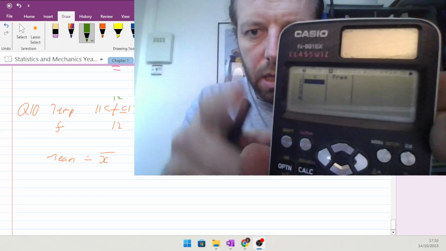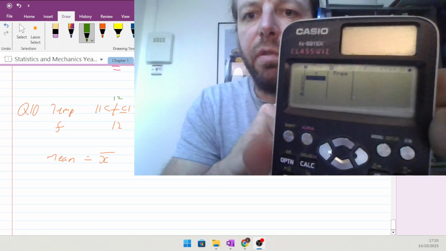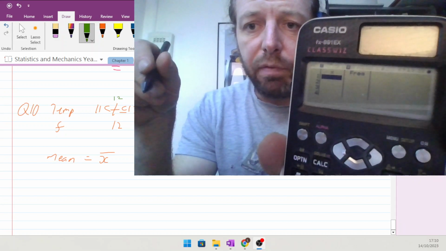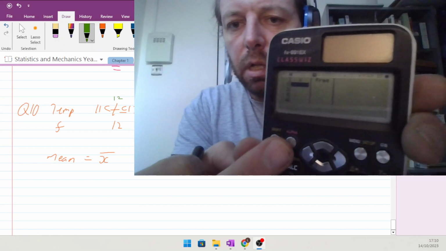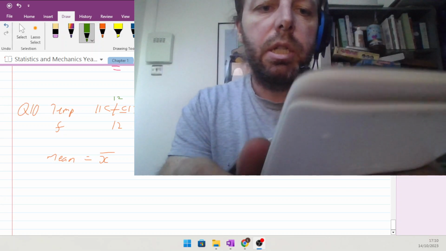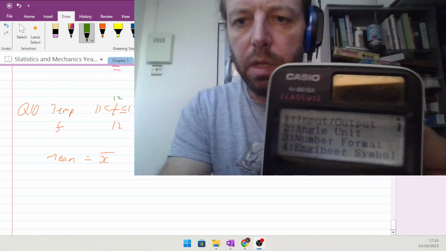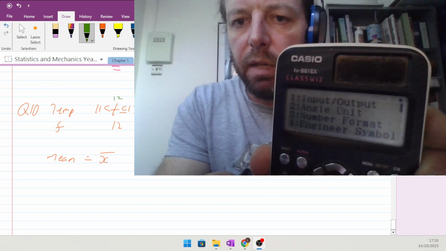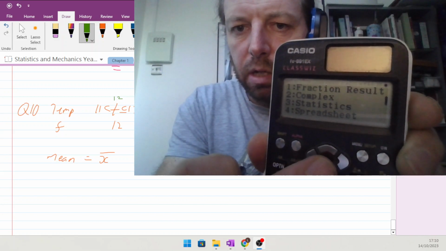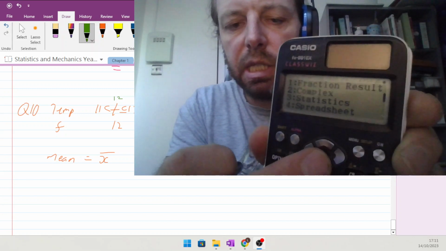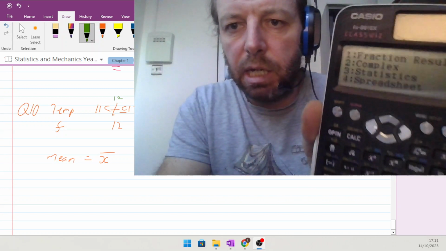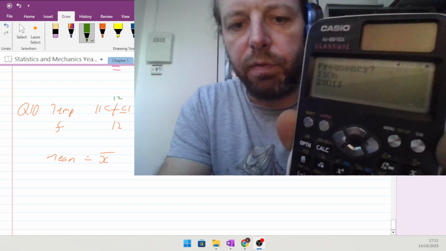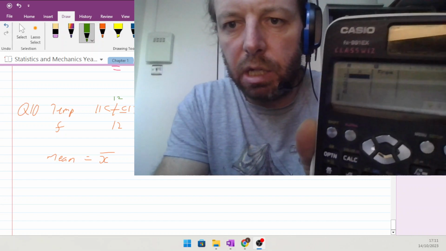Now, there's a good chance that your calculator will not have frequency on it. So, how do you get frequency on it? You have to go into setup. So, shift setup, where you normally change around for doing your radians and stuff. And if you come down, you can see number three there has statistics on it. So we'll press that, and you then get frequency on or off. We need to have frequency on.